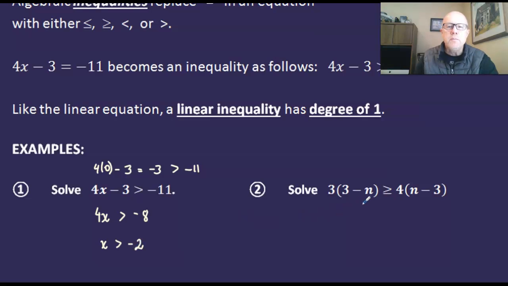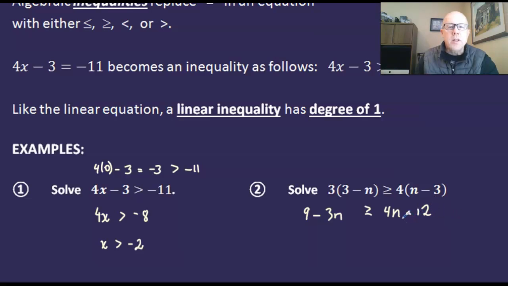Now in number 2, in order to solve this inequality, we need to use the distributive property first to move the 3 through those brackets and to move the 4 through those brackets. So 3 times the first set of brackets gives us 9 minus 3n greater than or equal to, and then on the right side of the inequality we have 4 times n and 4 times 3.